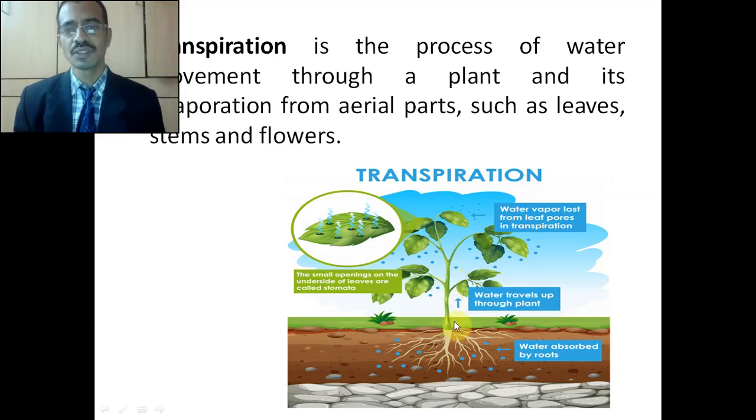Now we see water is absorbed by the roots here and it ascends through the stem. This is also called ascent of sap, and this water travels through the stem into the branches and leaves. Finally, the excess water is evaporated into the atmosphere. This is called transpiration.